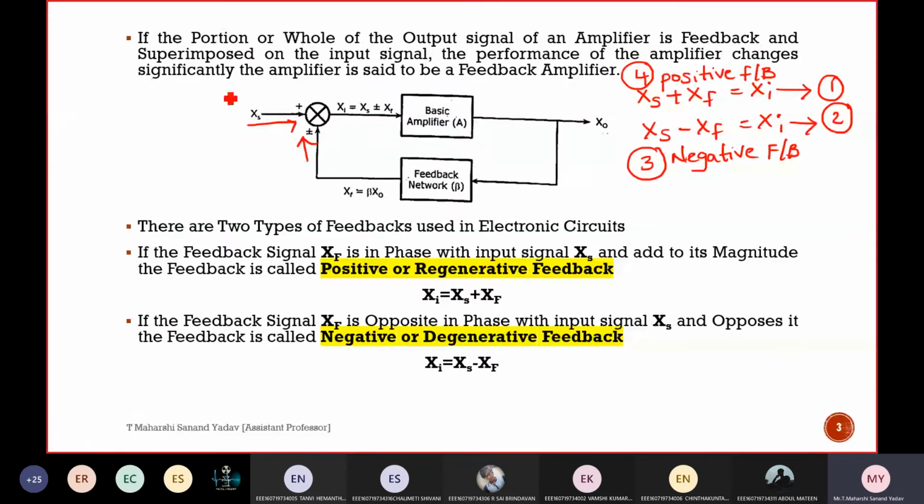Okay, so here there are two types of feedbacks in this electronic circuit. If it is added, it is called positive feedback, which can also be called regenerative feedback. If it is subtracted, then it is called negative, or else degenerative feedback. This part is called the mixer or else comparator. Clear with this?